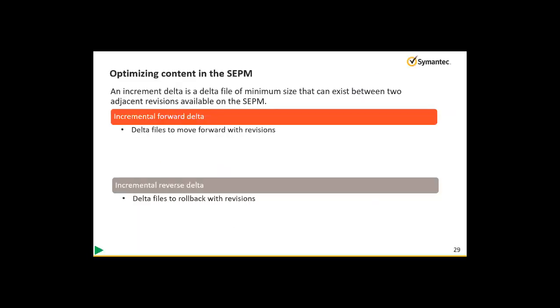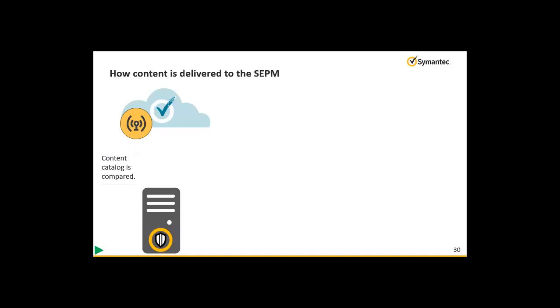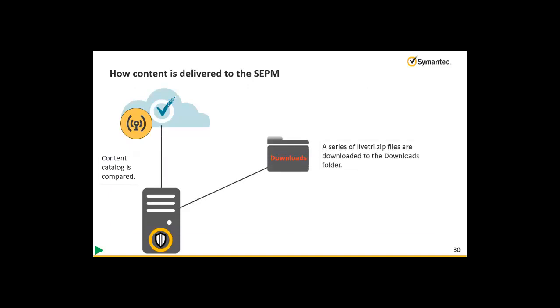An incremental delta is a delta of a minimum size that can exist between two adjacent revisions available on the SEPM. There are two types of incremental deltas available. Incremental forward deltas allow the SEPM to create content changes between a previous and future revision. Incremental reverse deltas allow you to roll back revisions and have the client download the changes using a delta. See examples for both types on the screen. In this example, it shows you how content is downloaded to the SEPM for distribution to the SEP clients.